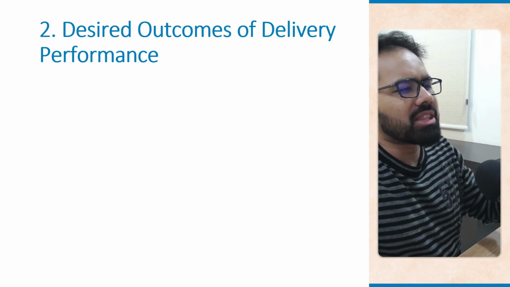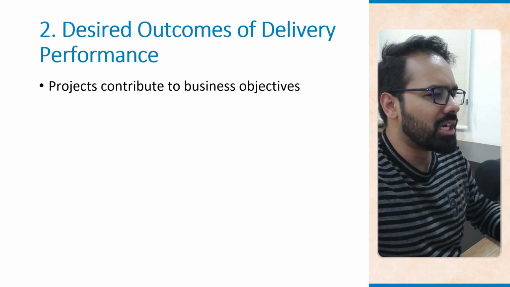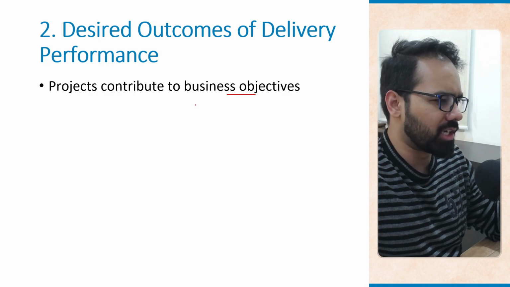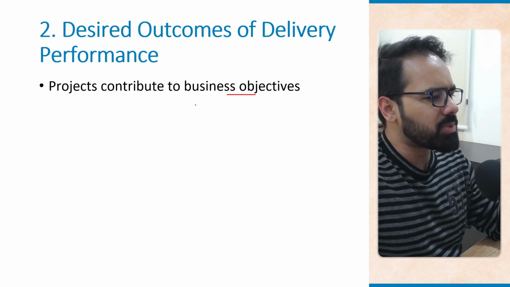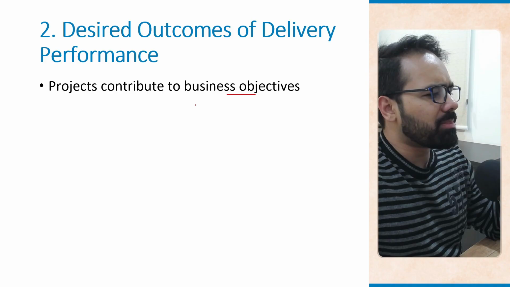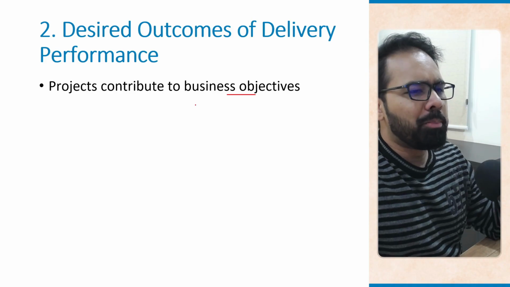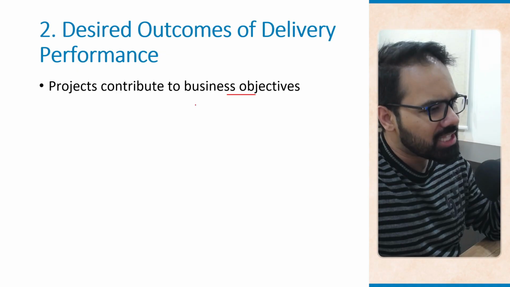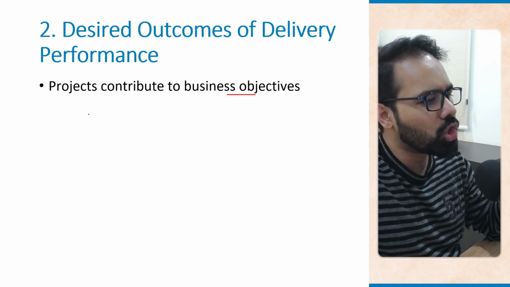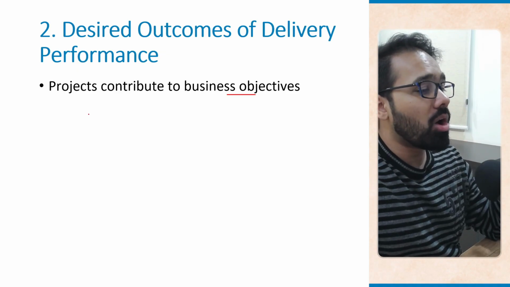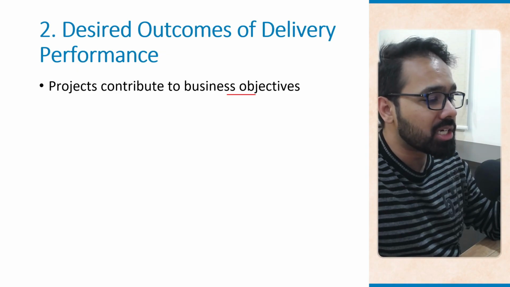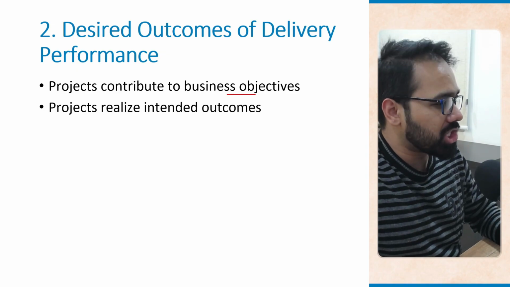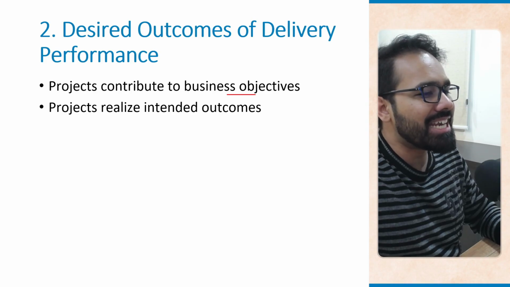Now, what are the desired outcomes of the delivery performance domain? Projects contribute to business objectives. In our e-commerce website example, it is not just about the technical building of the website, the development of the website, right? This website helps the company grow revenue, and it also helps the company compete in a digital space with its competitors. Projects realize intended outcomes.